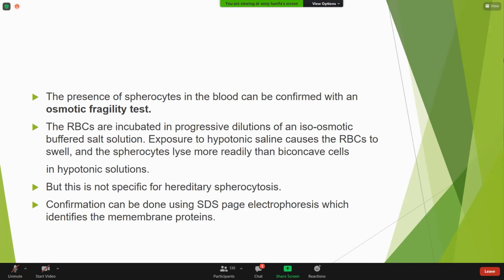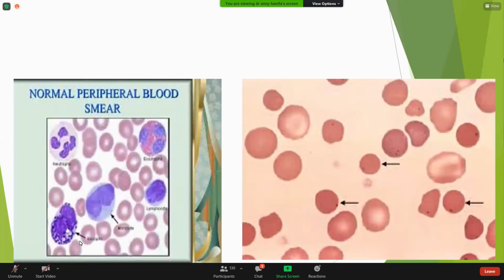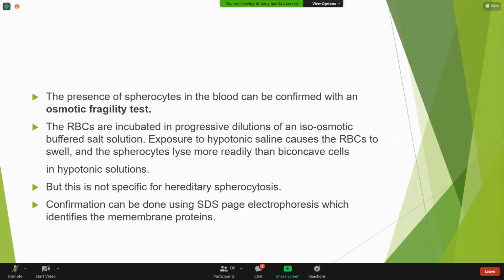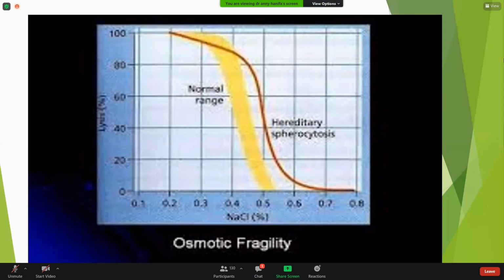In the osmotic fragility test, the red cells with a spherical membrane are more fragile and they cannot withstand the hypotonic saline. How do we perform this test? I can show you with this picture. Now you can see that this is the normal curve and this is the curve of the HS red cells.